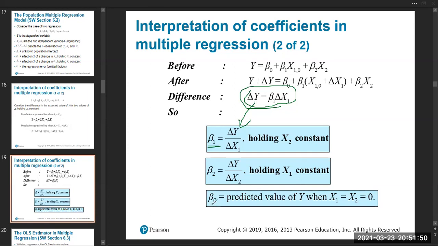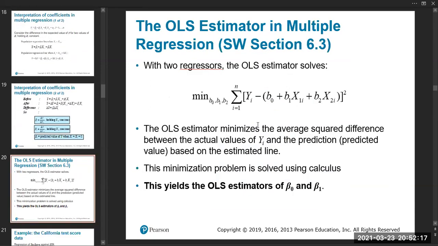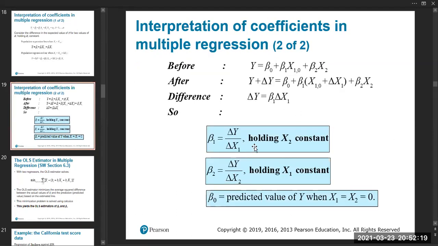How about beta 0? Beta 0 is the predicted value of Y when X1 and X2 both equal 0. Does that make sense? It depends on the question. If X1 and X2 both equal to 0 makes sense in reality, then beta 0 has a meaning. All right, these mathematics are very simple, so you are required to know them.